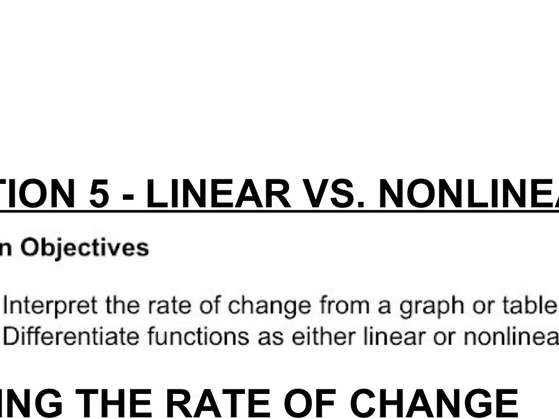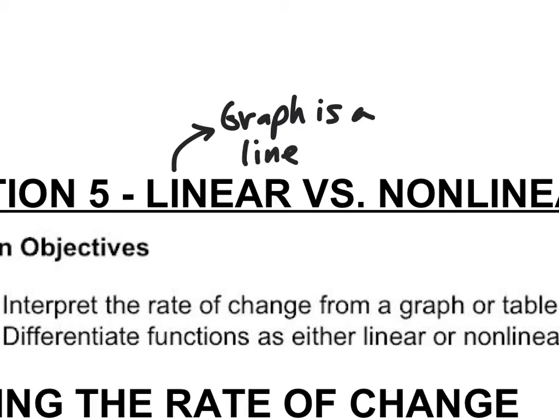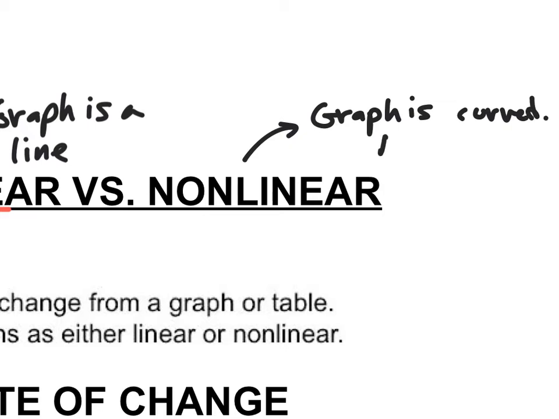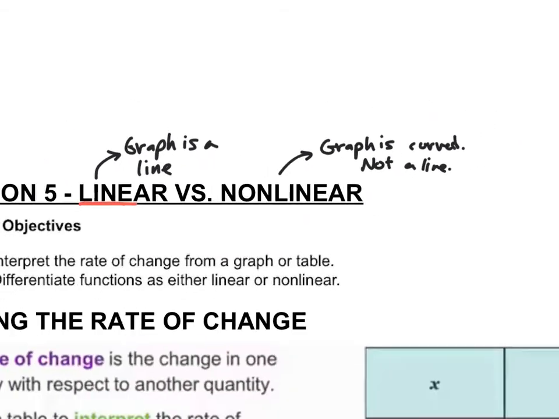Linear means that the graph will be a line. So the graph is a line. Hence the word linear, where the root word is line. Nonlinear means that the graph is a curve. So the graph is curved, and it's not a line, so not a line. All right, so that's the difference between the two.